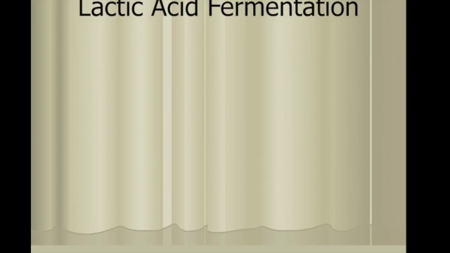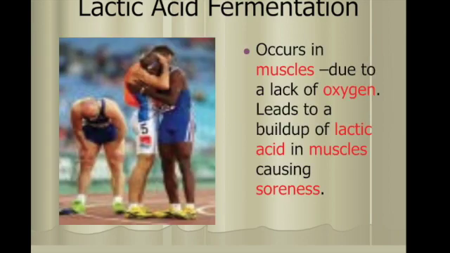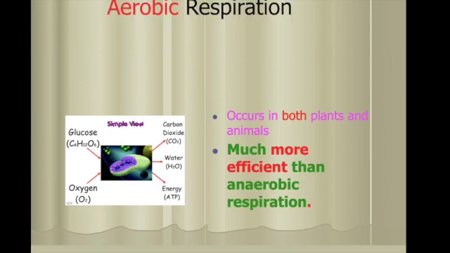Then we have lactic acid fermentation. This is when you get an awful muscle cramp. It is that buildup of lactic acid. That's why you rub out a muscle so that it does not hurt anymore. You're distributing that lactic acid built up in the muscle.